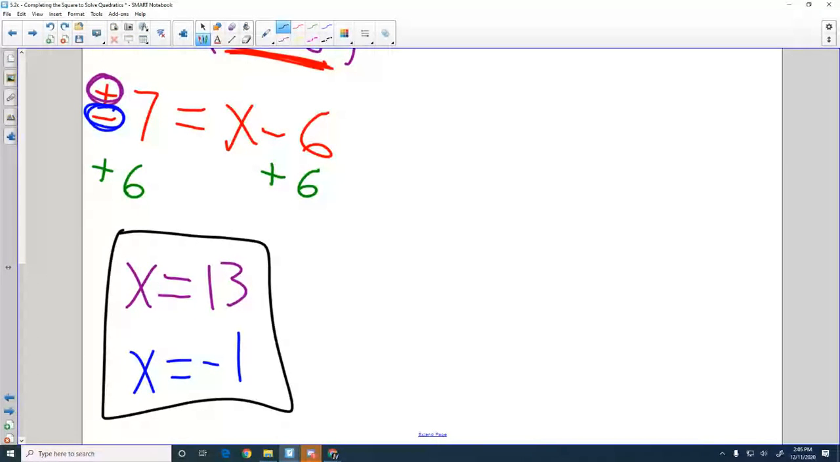Now, hopefully you're going to do these so much that you'll know, oh, square root, plus or minus, square root, plus or minus. All right, that's what I want you to try to feel moving forward.